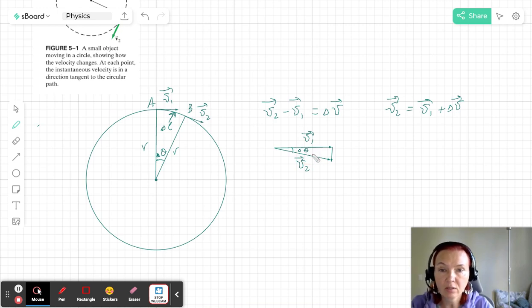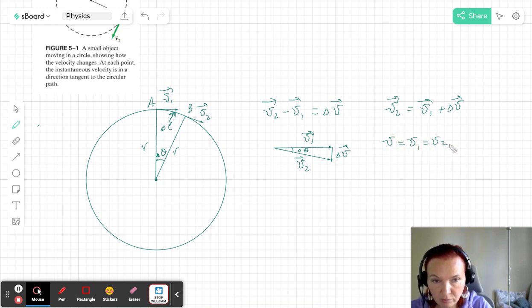We're looking at the instantaneous acceleration, instantaneous velocity, what is happening at an instant. So this angle is basically zero. The vector delta v is going to be perpendicular to both of those, v2 and v1. And in that case, approximately, we can say that v is the same as v1 and the same as v2. So I'm just going to drop those subscripts and rename it. To specify again, v1 and v2 have the same magnitude.